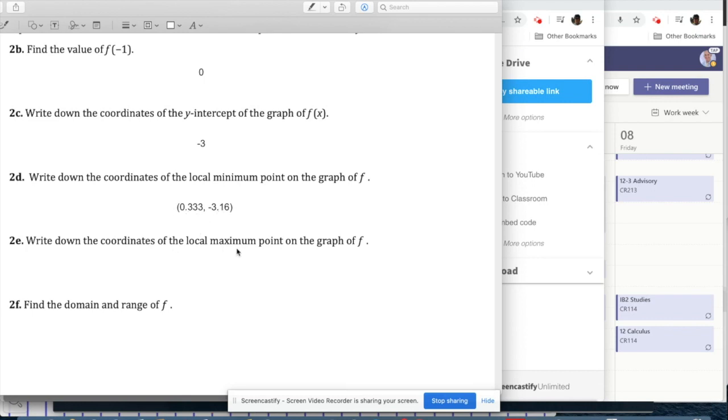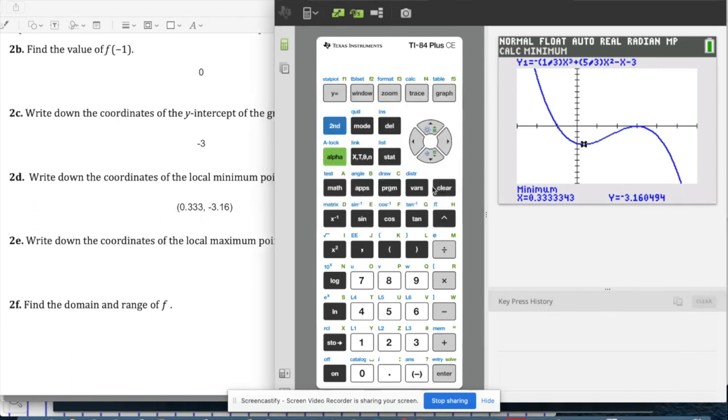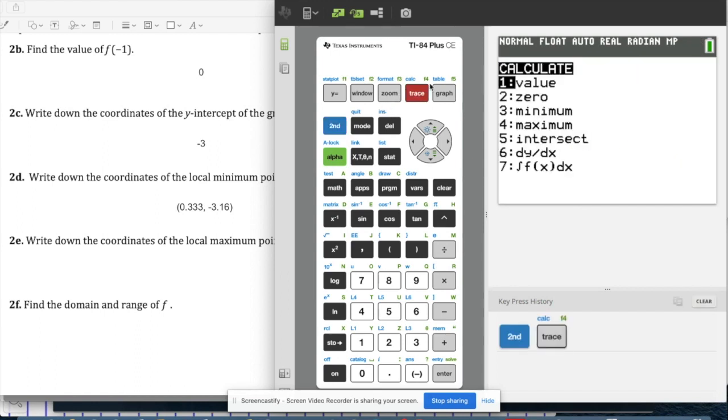Okay, find the coordinates of the local maximum of the graph of X. Again, looking at our graph, the graph that I drew, I can see that the local maximum is probably right here at X equals 3. But I would like to confirm that using the calculator. Again, I'm going to clear my key press history here and do a second calc, trace calc.